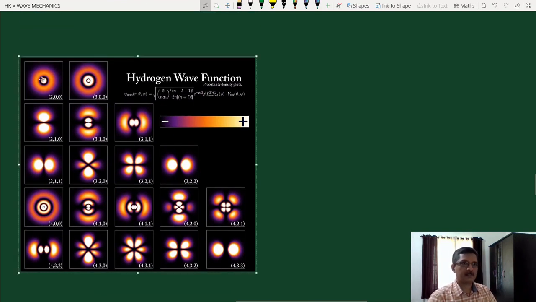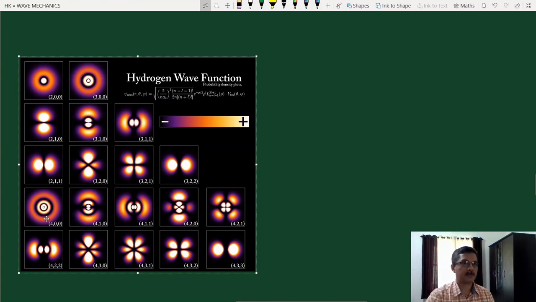So we can see that the S states, L equal to 0 states, are spherically symmetric, because for L equal to 0 state, phi square is independent of the angle phi, and theta is 1 by root 2, so theta square is 1 by 2. So the probable density mod psi square depends only on the radial variable r. It varies only with the radial variable r. So it's spherically symmetric. There are three figures here, 2s state, 3s state, and 4s state.